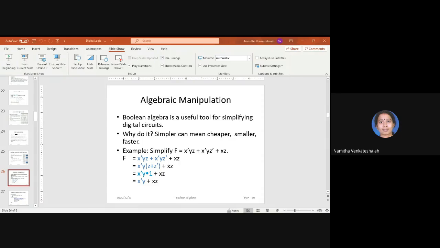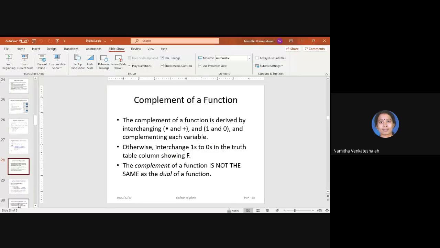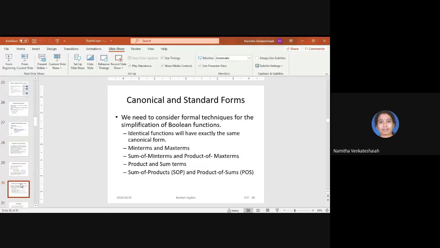Algebraic simplification is there, but the full algebraic manipulation is not. But you got an idea, right? How exactly algebraic manipulation happens? Please reply in the chat window. From the previous problem, I showed taking x dash y as common, making z plus z dash as 1, and converting from 3 terms to 2 terms. So you got an idea of how algebraic simplification will happen? Please reply. Okay, thank you.